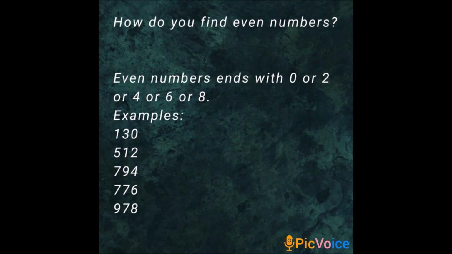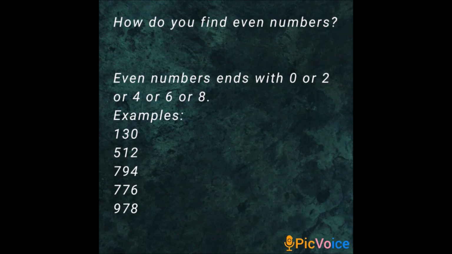Here you have some examples. See these numbers. 130. What is the digit in the units place? 0. So 130 is an even number. So it is divisible by 2. See the second one, 512. What is the digit in the units place? 2. So the number 512 is an even number. So we can say it is divisible by 2. It means if you divide the number 512 by 2, you get the remainder as 0.